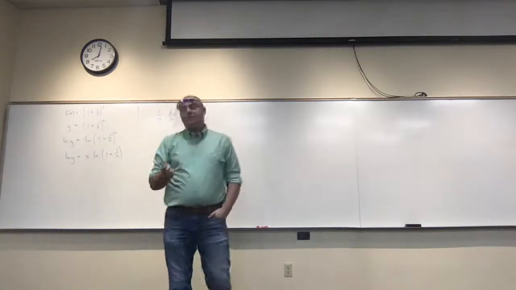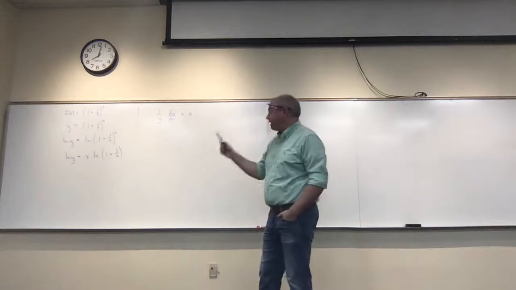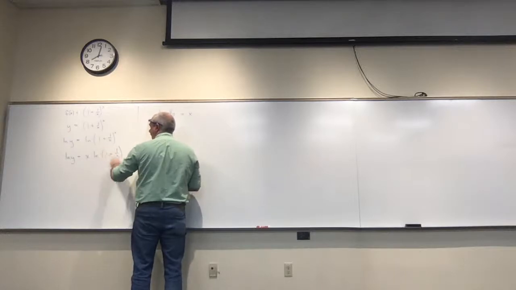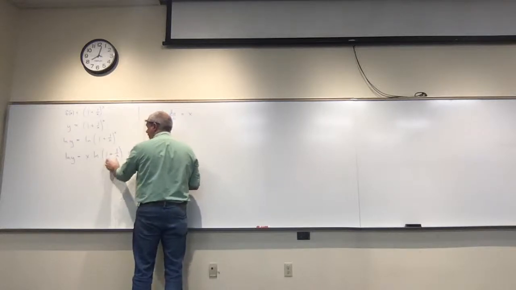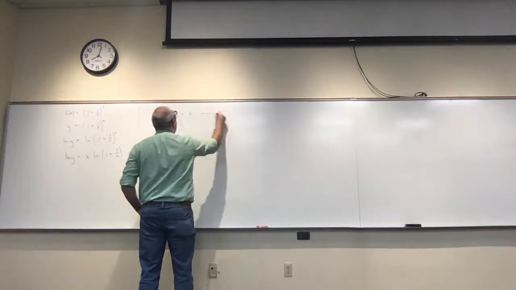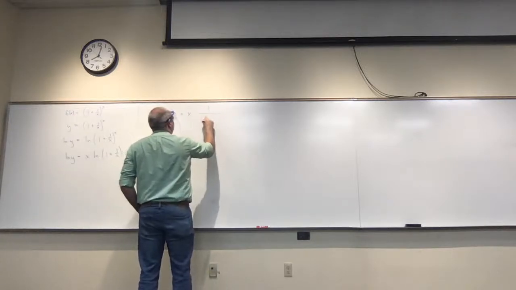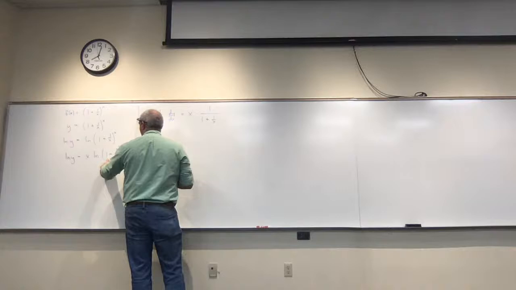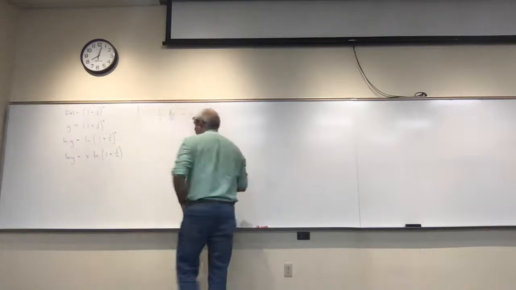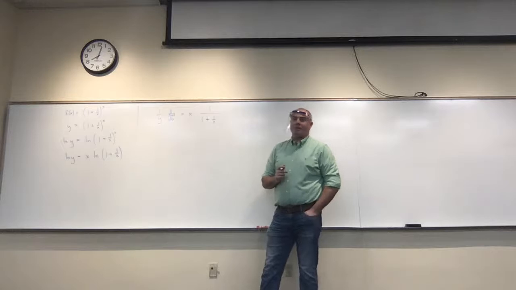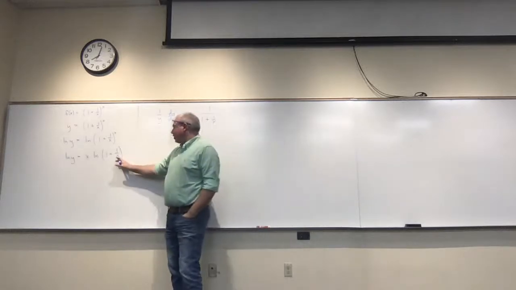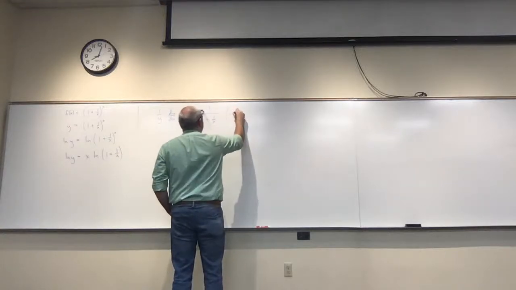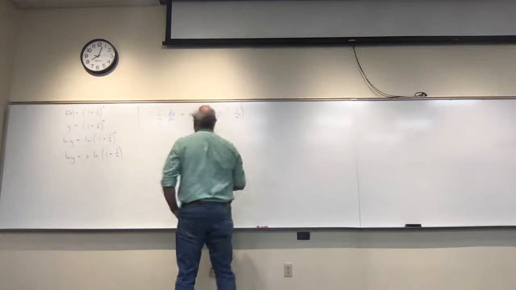So I have ln of something. The derivative of ln of something is 1 over that thing times the derivative of that thing. So I get 1 over whatever's inside, 1 plus 1 over x, times the derivative of what's inside. The derivative of 1 is 0. The derivative of 1 over x, that's x to the negative 1, so the derivative is negative x to the negative 2, or negative 1 over x squared.